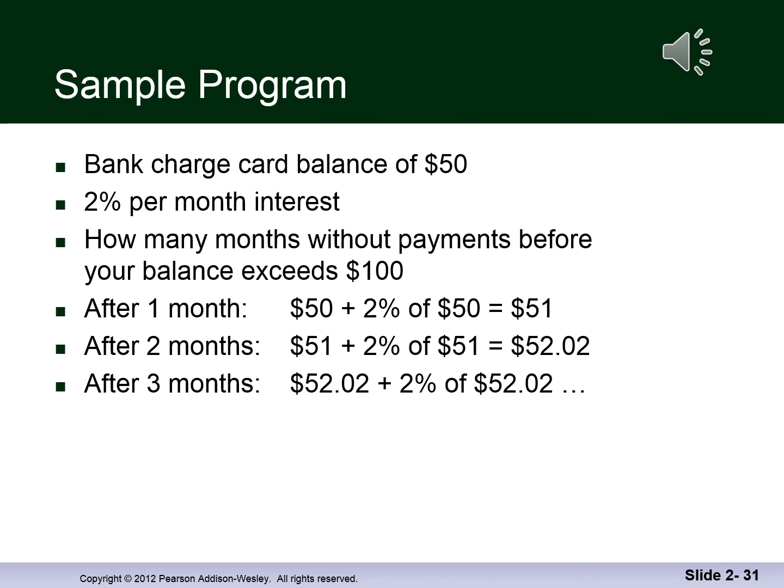After 2 months, 2% of your balance, $51, gives $52.02. After 3 months, and so on. This is an excellent example of a situation that would be easily programmed using a loop. And we'll take a look at the actual code in a second.